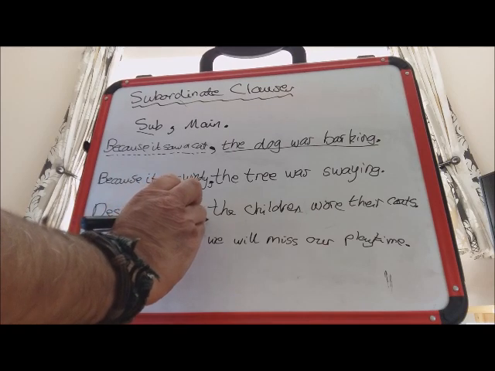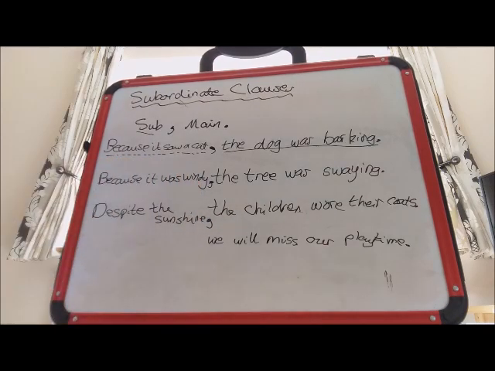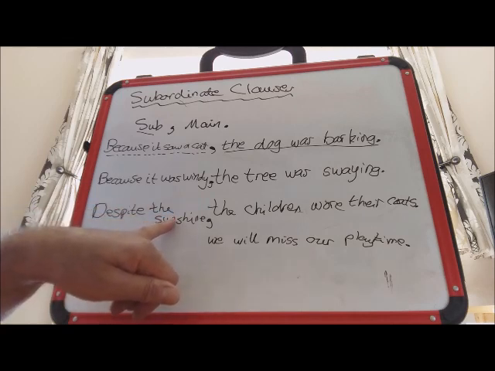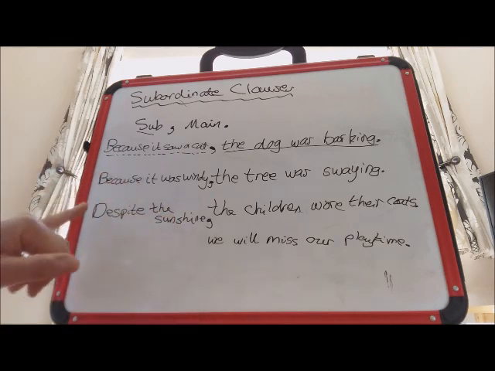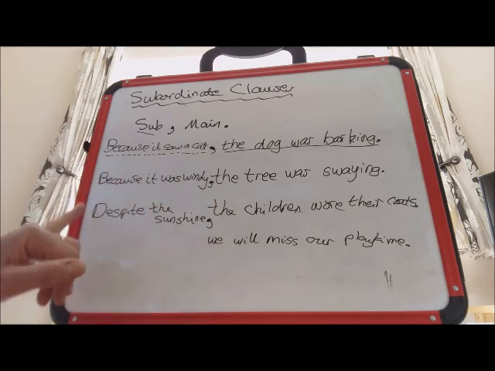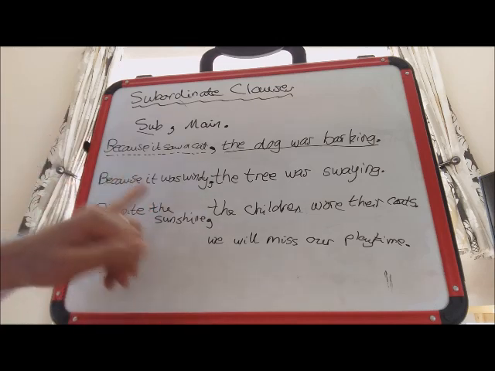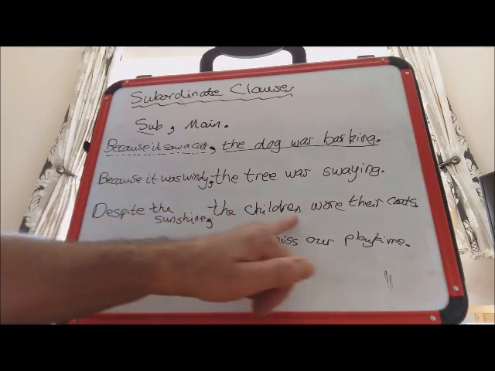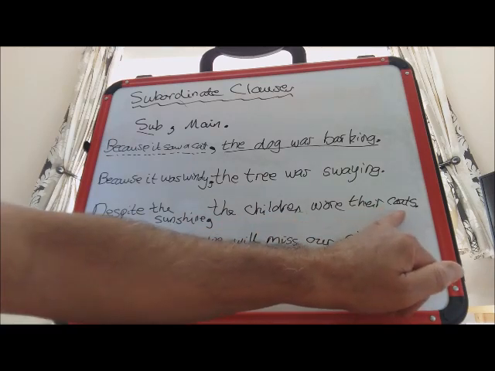Okay, so despite the sunshine. If you wanted to use although, that would be fine. Although it was sunny, that would work. Despite is usually followed by the word the. Although is sometimes followed by the word it. Although it was, or although he was, so it's a pronoun. Despite the sunshine, the children wore their coats.